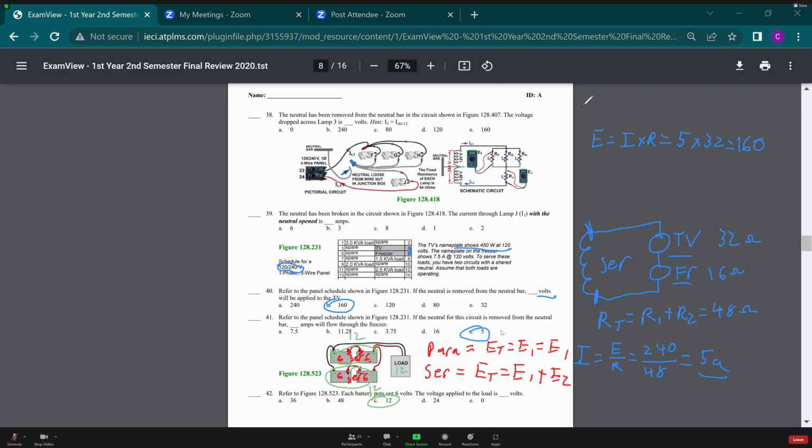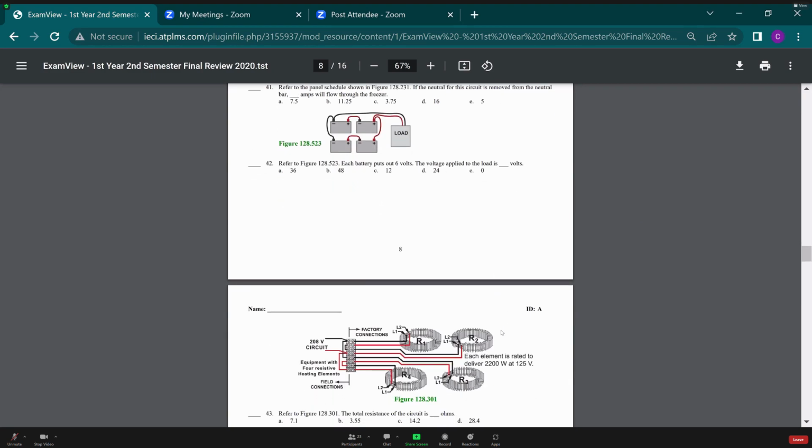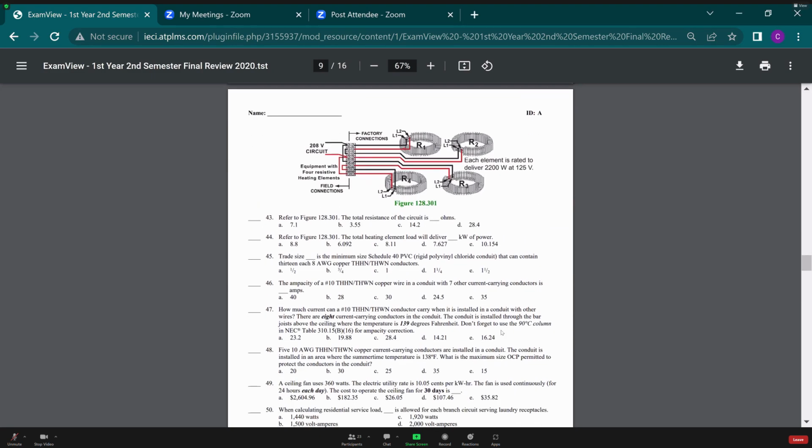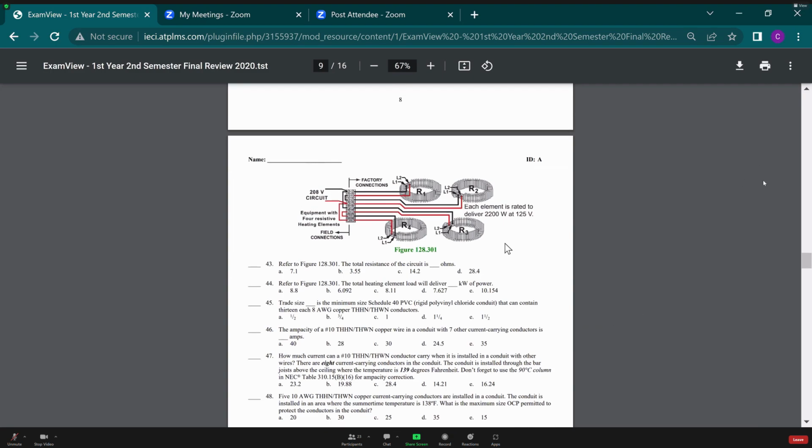All right, clearing off that page. Moving on to 43. We're at the last page. All right, let's push through. 43, refer to the figure above. The total resistance of the circuit is blank ohms. This figure is true for 43 and 44, so we're going to take a look at them together.